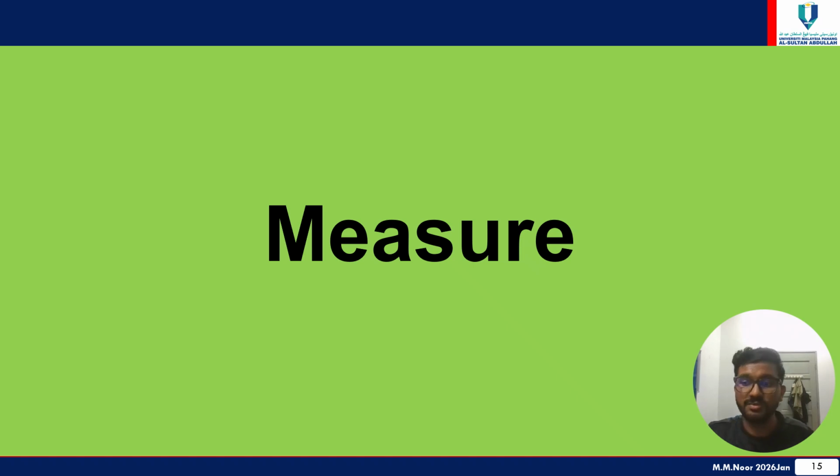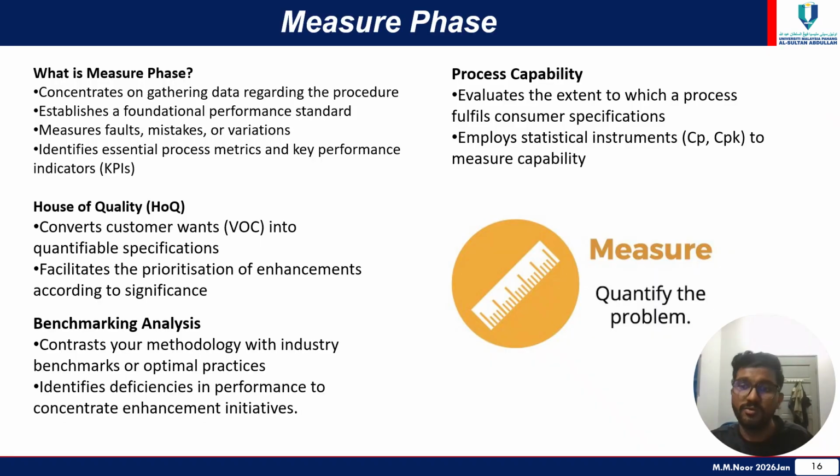Moving on to the next phase, which is the measure phase. The measure phase focuses on collecting reliable data about current process performance. This data establishes a baseline that will be used to compare future improvements. During this phase, defects, variation, and performance gaps are identified. Accurate measurement is critical as incorrect data leads to incorrect conclusions.